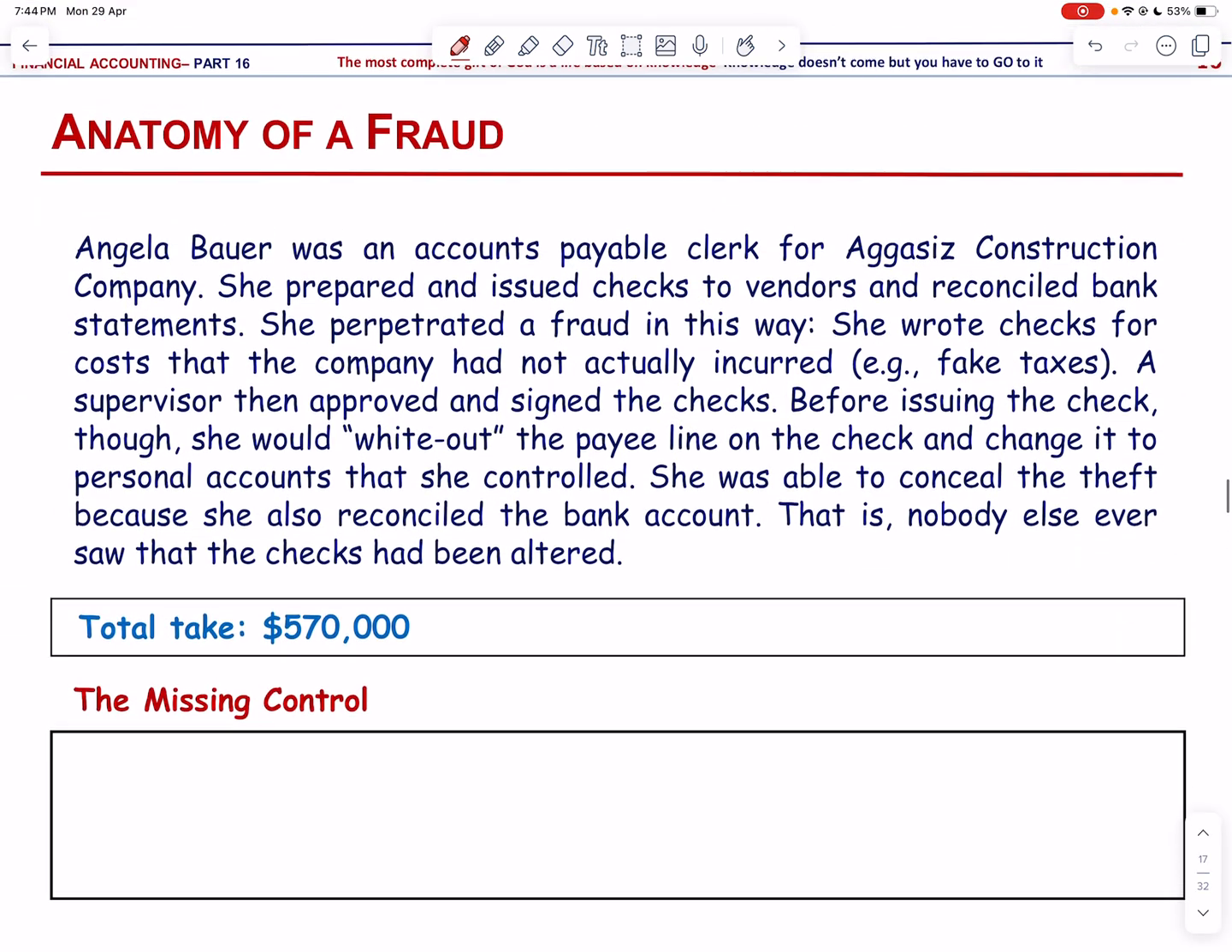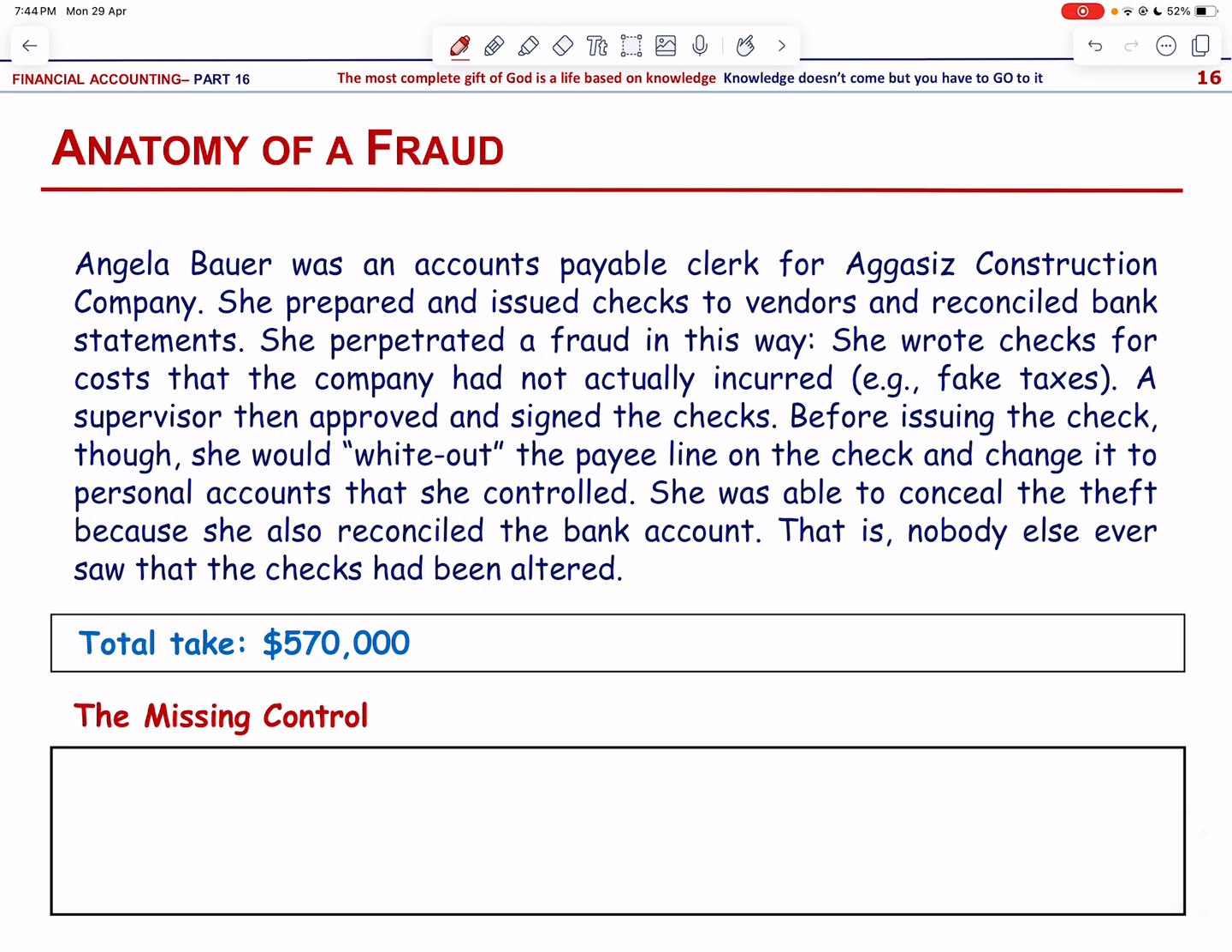Okay. Now, Angela Bor was an accounts payable clerk at Agassiz Construction Company. She prepared and issued checks to vendors and reconciled bank statements. She perpetrated a fraud in this way. She wrote checks for costs that the company had not actually incurred, fake taxes. A supervisor then approved and signed the checks. Before issuing the checks, though, she would white out the payee line on the check and change it to personal accounts that she controlled. She was able to conceal the theft because she also reconciled the bank account. That is, nobody else ever saw that the checks had been altered.